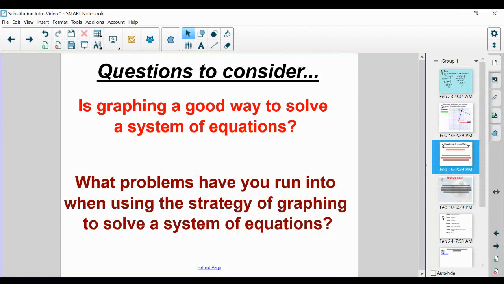But here are some questions to consider. Is graphing a good way to solve a system of equations? What problems have you run into when using the strategy of graphing to solve a system of equations? Please let me know below. You can be as honest as you want to here.